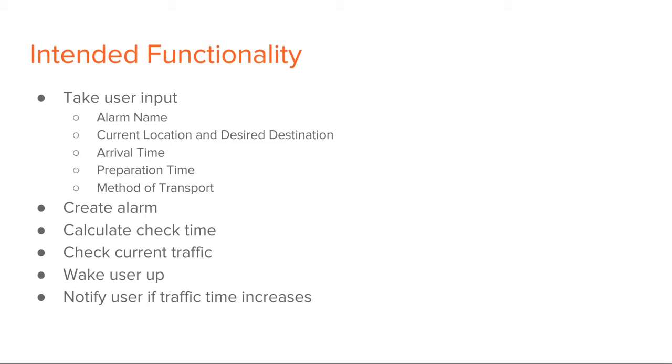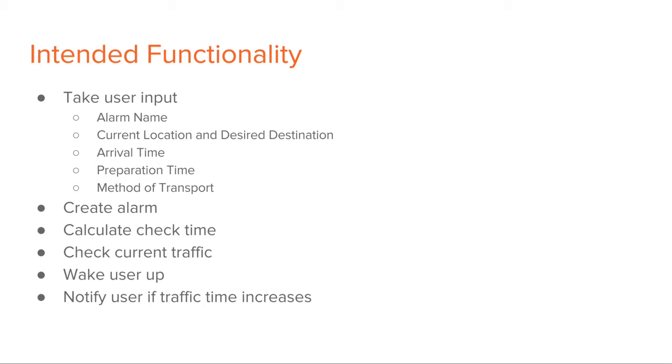Our intended functionality of our app was to take as inputs an alarm name, the starting and ending destination, the needed arrival time, the amount of time the user needs to get ready, and the method of transport the user uses. Afterward, the app would create a check time, meaning the time that it would start checking what the traffic is, and the alarm would be created.